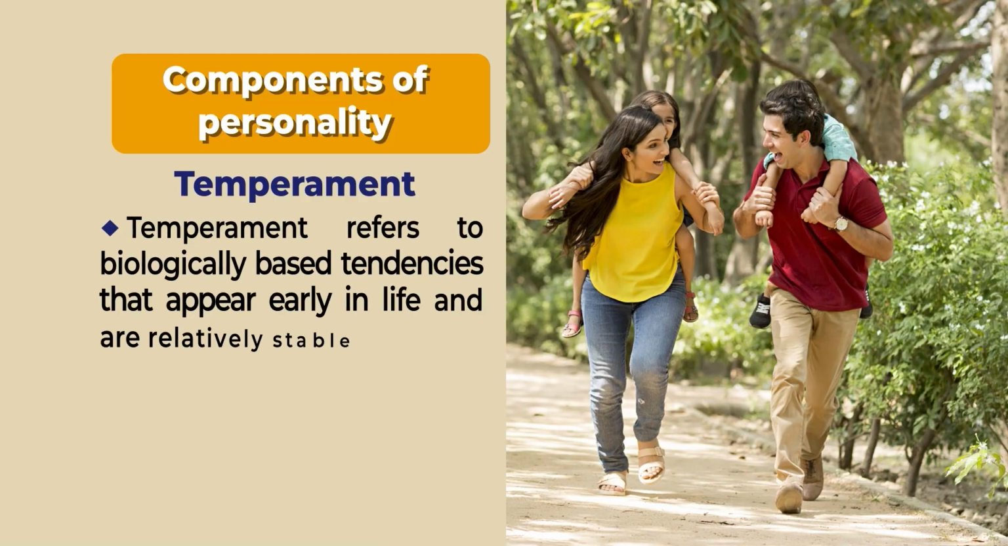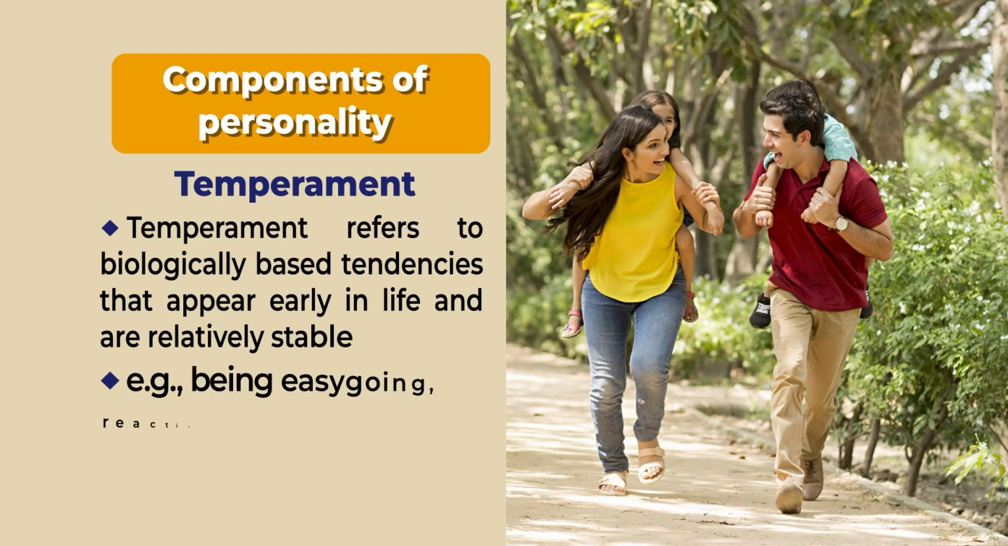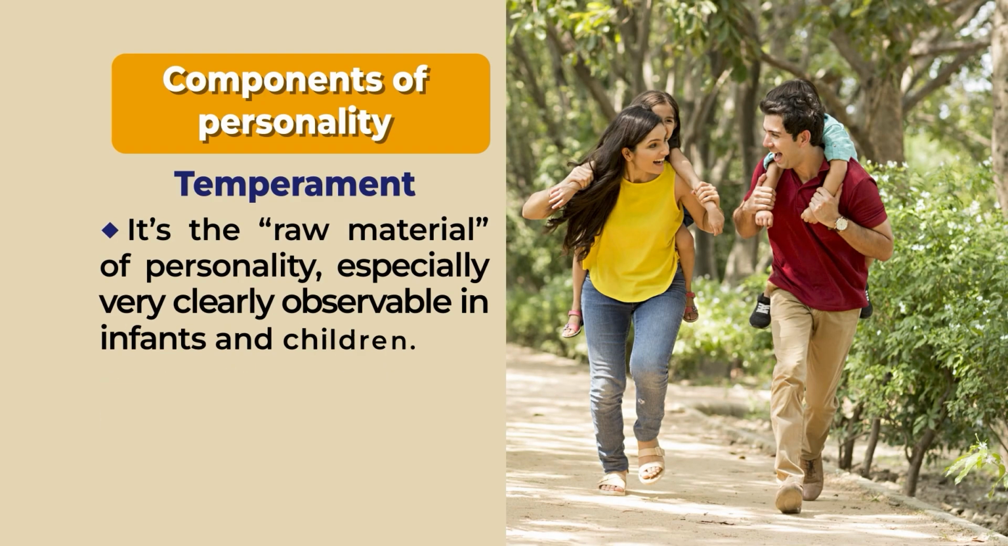Temperament is another unit which refers to biologically based tendencies that appear early in life and are relatively stable. For example, being easygoing, reactive, or shy. It's the raw material of personality, especially clearly observable in infants and children.